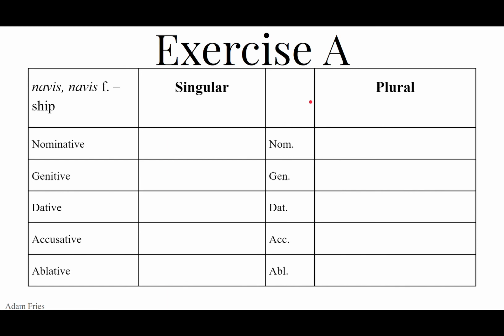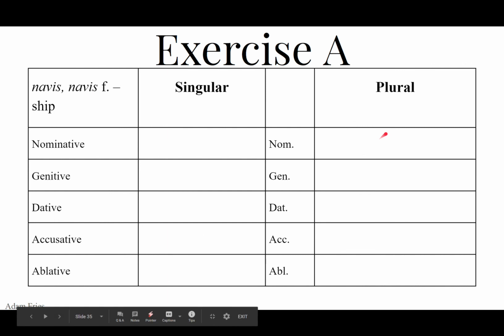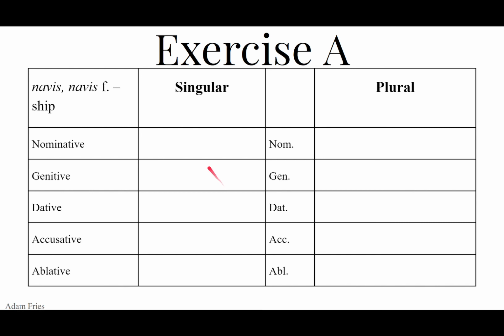Navis, navis, feminine, which means ship, like a navy. Navis is the nominative. Navis, the same word, is its genitive. It's a third declension feminine. Its stem is nav, N-A-V, when you chop off the is, and you can write N-A-V, nav, as the stem for the blanks for the rest of the paradigm.